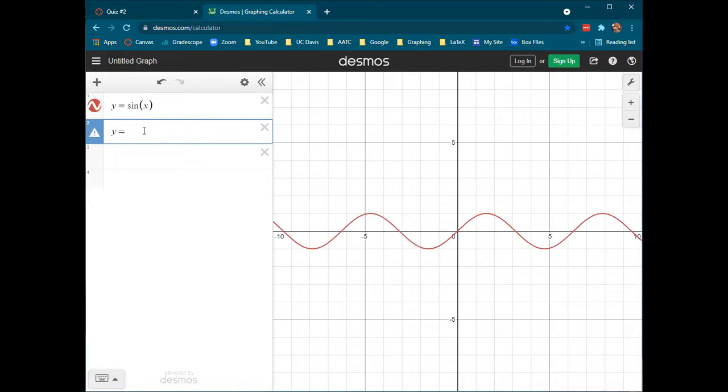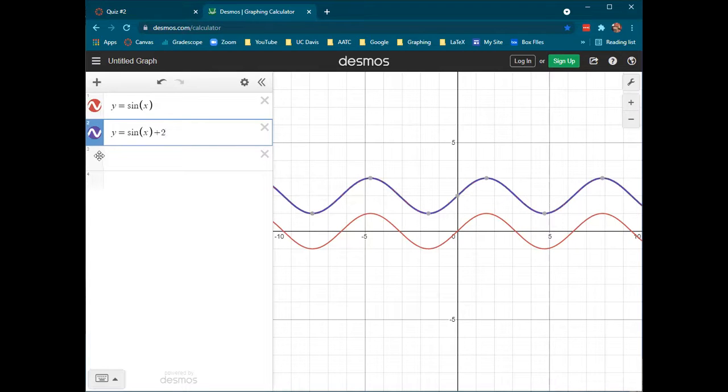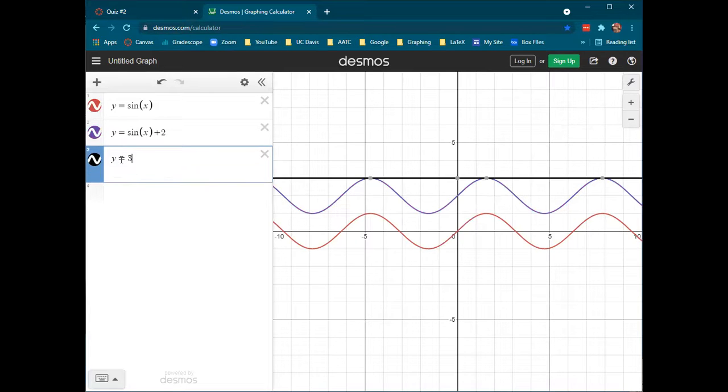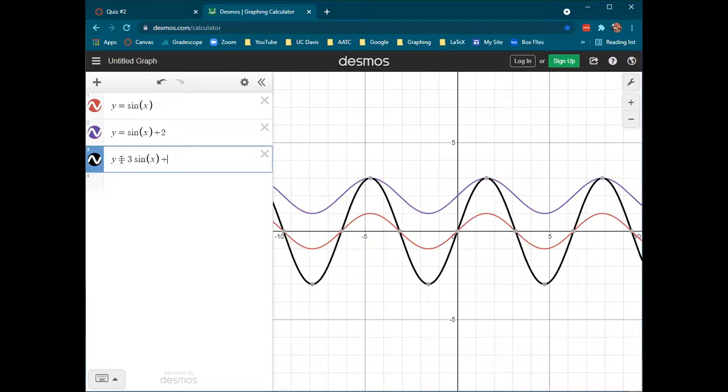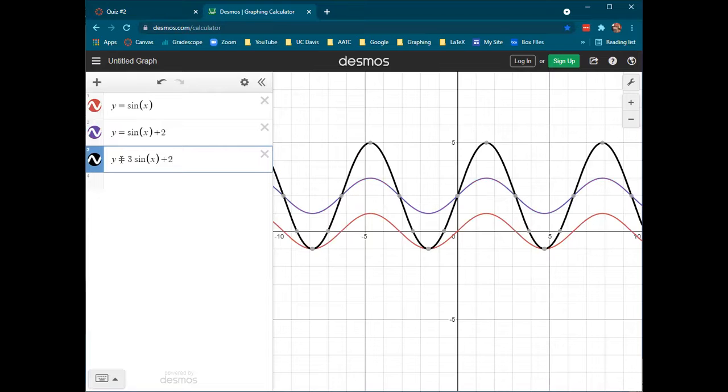So there's y equals sine of x, and there's y equals sine of x plus 2. And then I can do y equals 3 sine of x plus 2. So you can kind of see how that works.